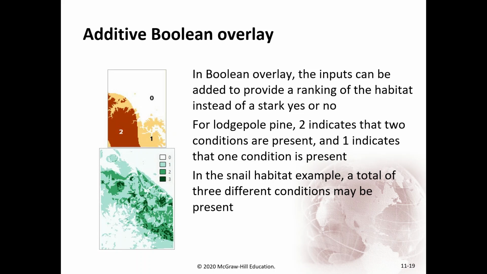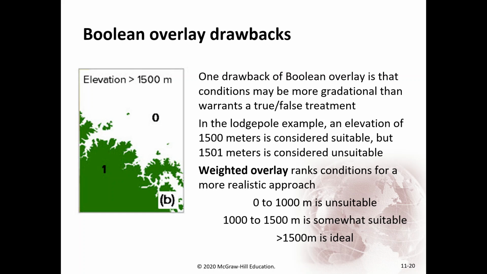Okay, Boolean overlay does have some drawbacks. It makes it harder to get a gradation. You have a couple levels here, but not that much. Here's a sample where we have three different rasters we added together, so the maximum is 3, 1 plus 1 plus 1. But we do have some drawbacks to this. Conditions may be more conditional than true or false. So the lodgepole example, 1500 may be suitable, 1501 is unsuitable.